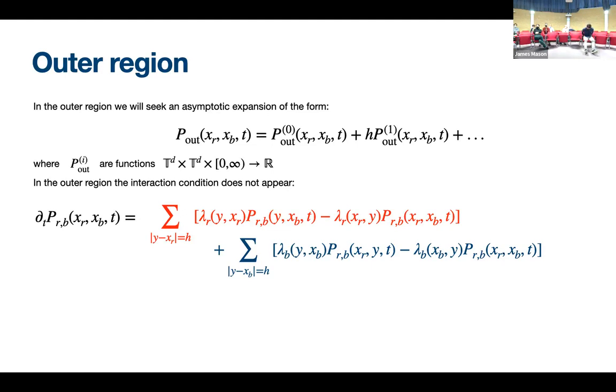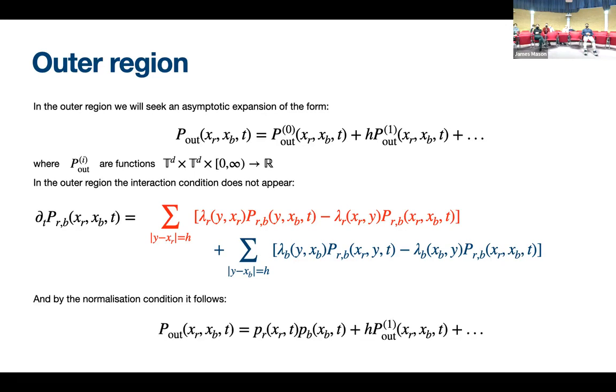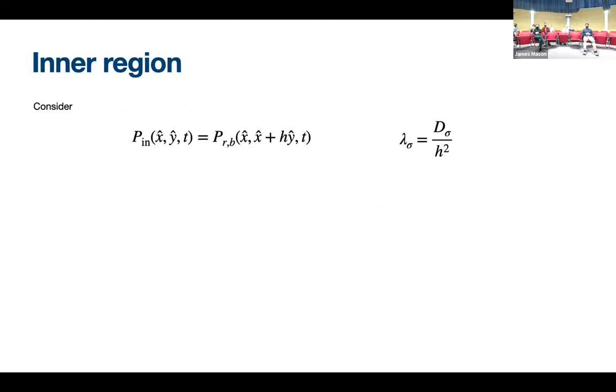Okay, and so without this here, at least at leading order, this can be solved by the product of the single particle densities. And because we need this to integrate to 1, there's no multiple in front of it. So at least at leading order, this is going to be the product of our single particle densities. This turns out to be all we need from the outer solution to evaluate the interaction term. But we'll need more from the inner region, so we solve this next.